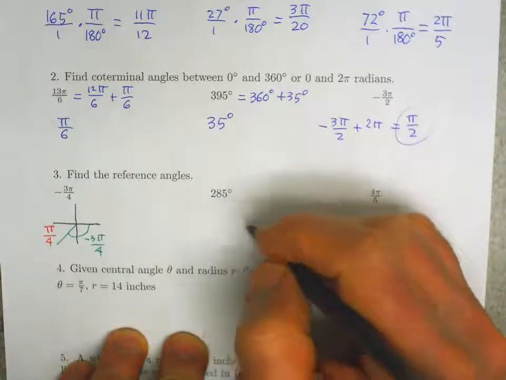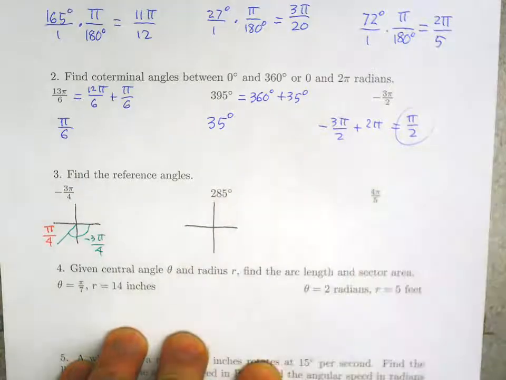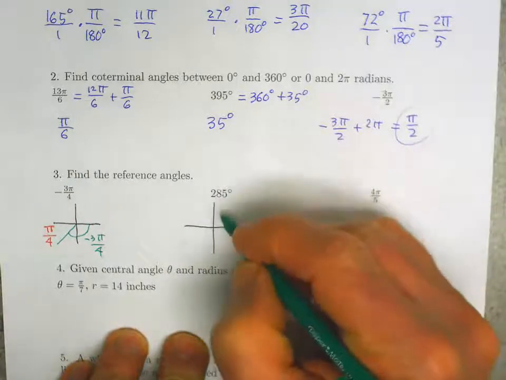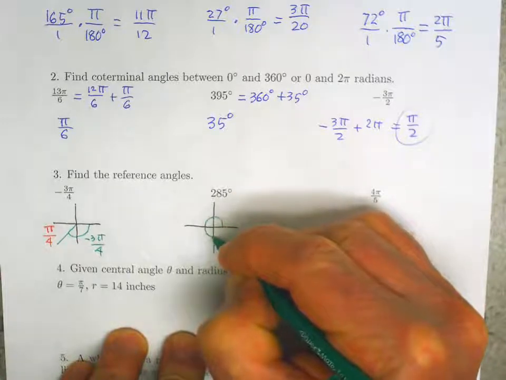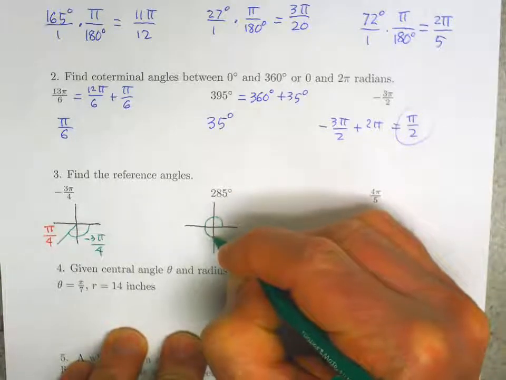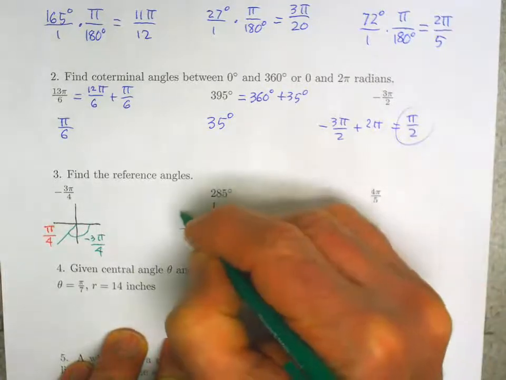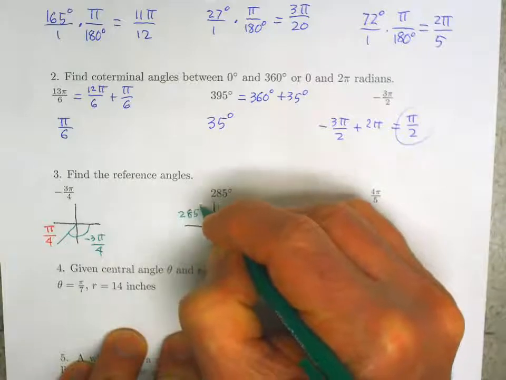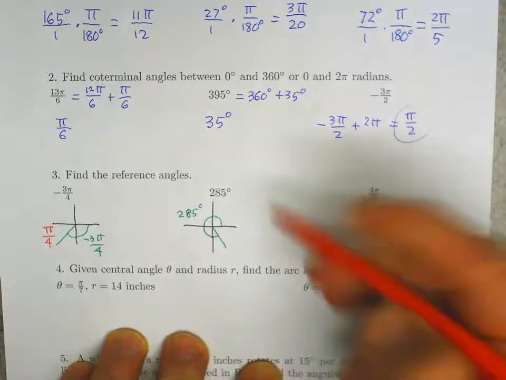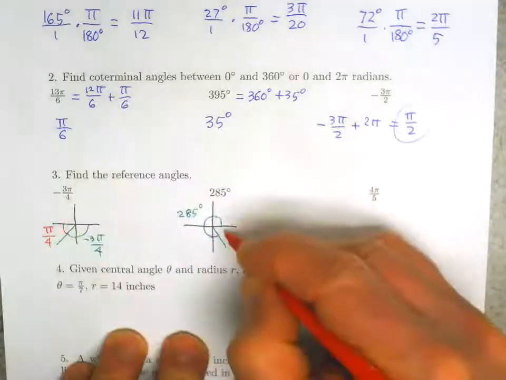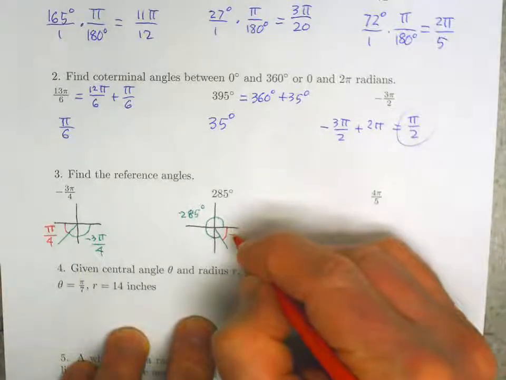285. So counterclockwise. If we go this far, that's 270. So 15 degrees more is that angle. So this is 285 degrees. And the reference angle is 75 degrees.